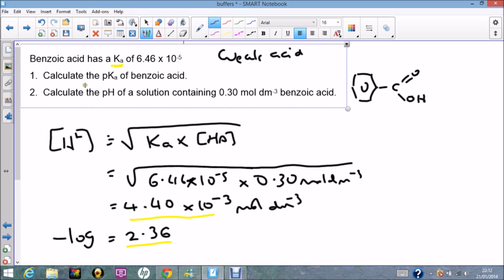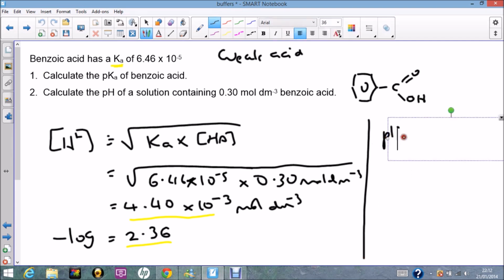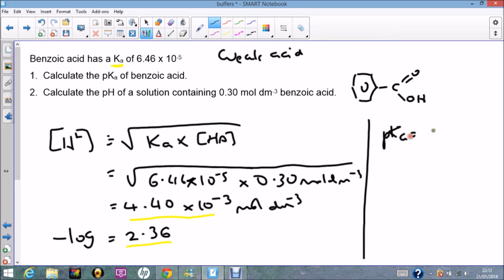It also asks us to calculate pKa, so I'm going to do that over here. Just remember that pKa is equal to minus log Ka. So if we do minus log the Ka value, then we should get 4.19, and that should be a third mark.